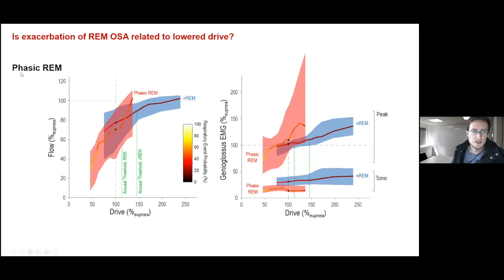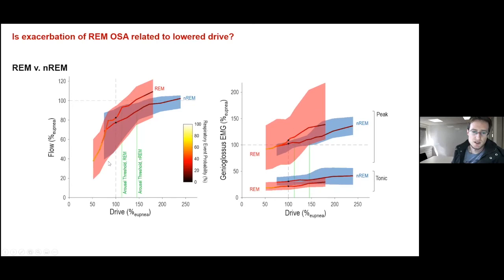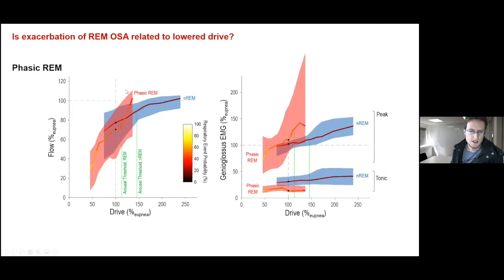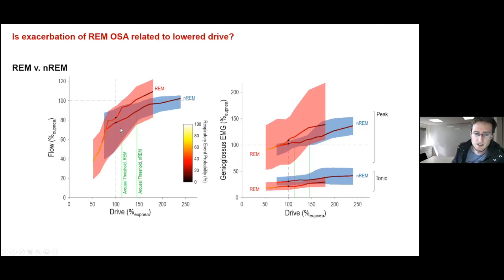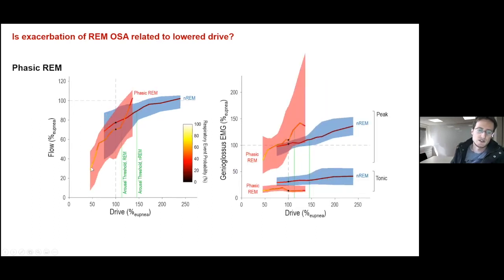When we concentrate our analysis just on phasic REM, so throw out the tonic REM, and look at what we think of as maybe real REM, we see the lowest drive in those times. We just never get quite the same level of drive, and we get to slightly lower levels of drive again. And this is when flow is really at its worst. It's far more obvious that flow is lower and genioglossus activity is lower in phasic REM.